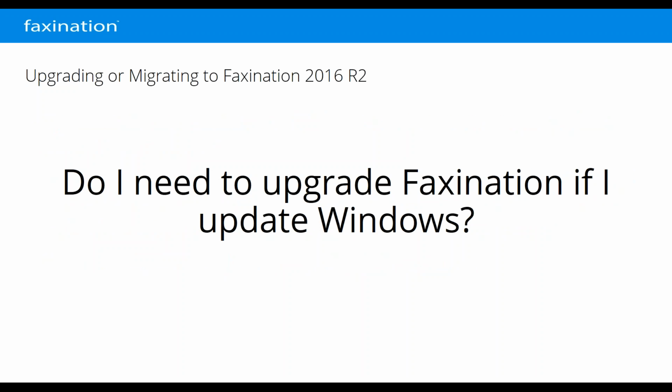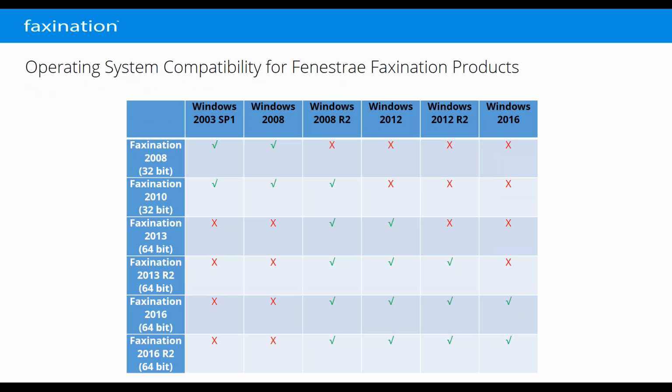Okay, then the next question. I think a lot of customers recognize this, that they want to go to a new version of Windows. Does that require also an upgrade from Faxination, or are they kind of forced to do it? Yeah, depending. If you're going to Windows Server 2016, then the only option you have is Faxination 2016. I believe we have a matrix coming up. Let me pull it up. Yeah, here you go.